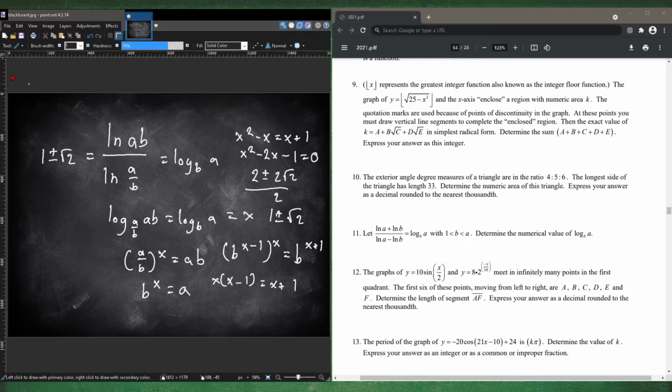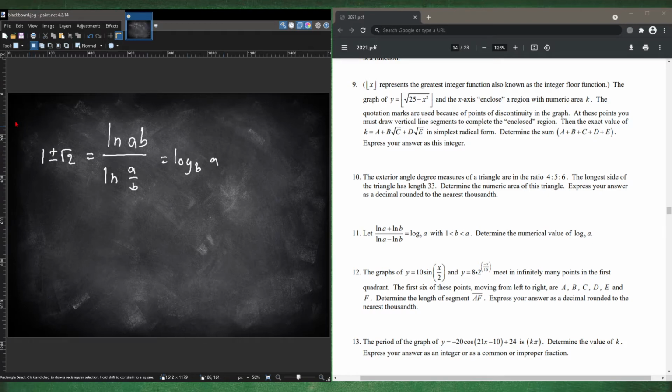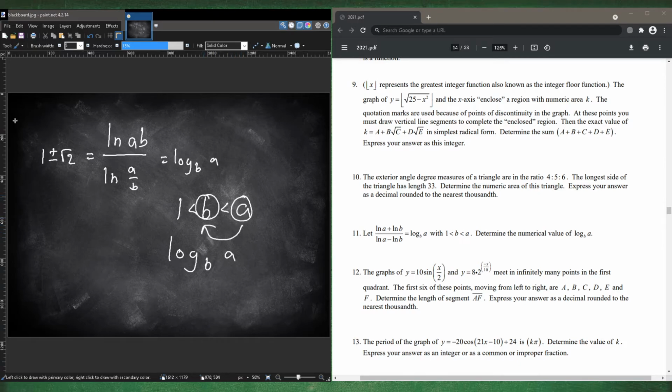So let's erase all this. And we just need to figure out what this is. So log base b of a is what we're looking for. And we know that 1 is less than b, which is less than a. So when we look at log base b of a, since a is greater than b, that means this number should come out as a positive. So obviously, the two possible answers are 1 plus square root 2 and 1 minus square root 2. Square root 2 is bigger than 1. So if we're taking away more, this becomes negative and this becomes positive. So that means this cannot be an answer. So the only possible answer is 1 plus square root 2. So that is our answer for number 11.